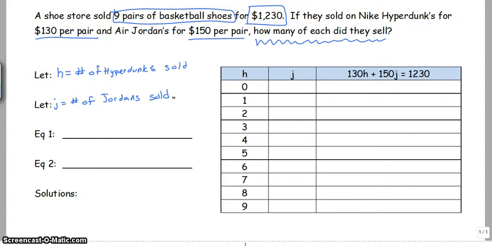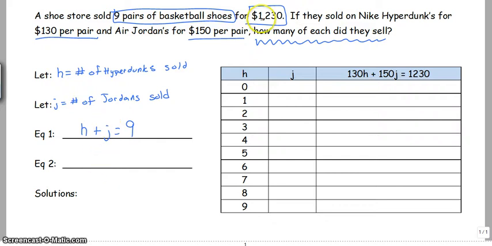Okay. Once we have that, now we want to work on setting up our two equations. That's going to come from our given information up at the top. When it says that the store sold 9 pairs of shoes, we know that in total they sold 9 pairs of shoes, and that's between Hyperdunks and Air Jordans. That tells me that when I add the number of Hyperdunks sold plus the number of Jordans sold, I'm going to have sold 9 shoes.